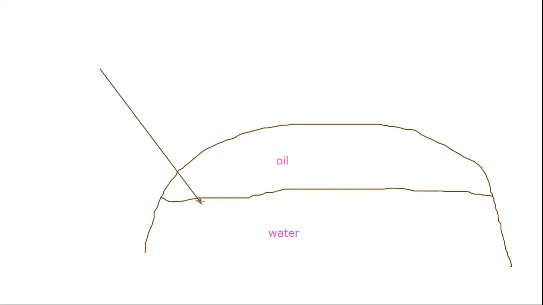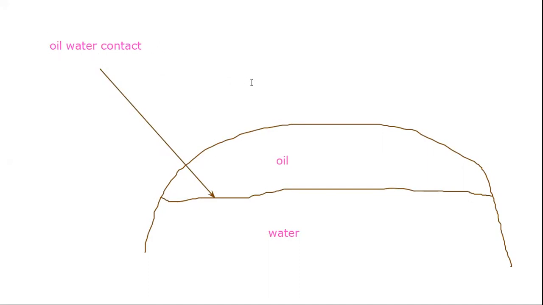For example, we have a reservoir, something like this one. It has oil and it has water. Now the oil water contact is somewhere like this. This is, you can say, the oil water contact.